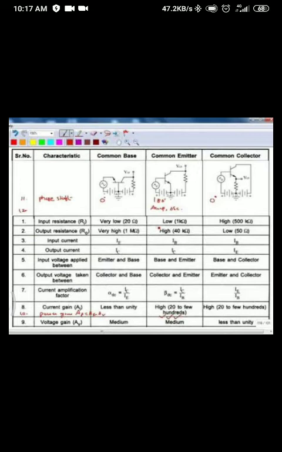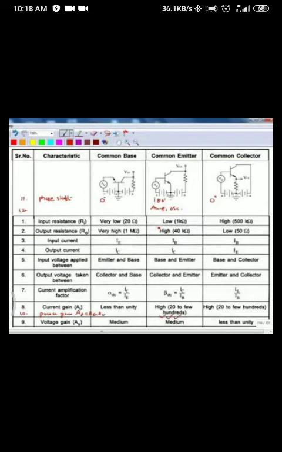So input current is IE for common base, for common emitter it is IB, sorry, and for common collector again IB. Then output current for common base is IC, common emitter is again IC, and for common collector it is IE. Then the input voltage is applied between emitter and base for common base. For common emitter, base and emitter, and for common collector it is base and collector. Output voltage is taken between which two terminals for common base? It is collector and base. For common emitter it is collector and emitter, and for common collector it is emitter and collector.